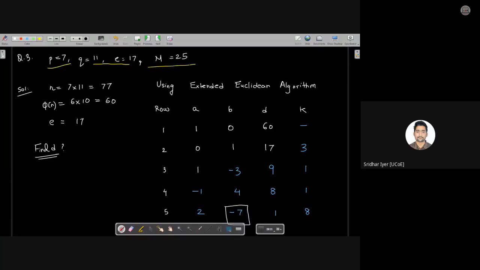What is the very first thing that you need to do? N is equal to 7 into 11. That is the very first thing. You need to multiply P and Q and you will get the answer as 77. Next step, phi of n is nothing but P minus 1 into Q minus 1, and you will get the answer as 60, that is 6 into 10.